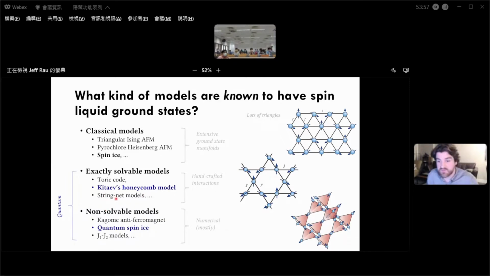And then there's a whole family of string-net models which generalize these toric code models, which can realize a whole variety of different spin liquid states. A little more broadly, there's models we can't solve exactly, but through some combination of numerics or effective Hamiltonian methods, or just all sorts of theoretical trickery, we've got a good understanding of their ground states, and in particular, whether they host spin liquid states.